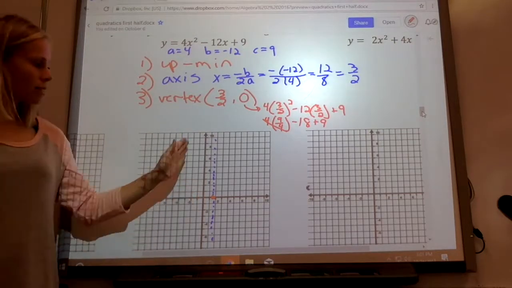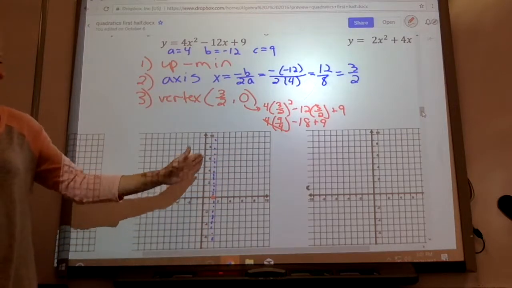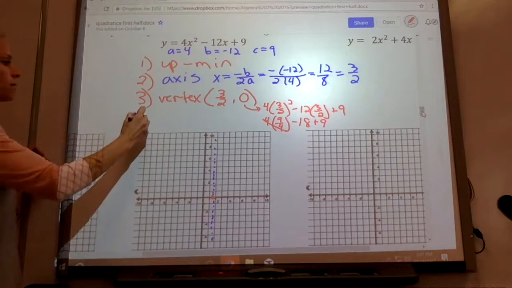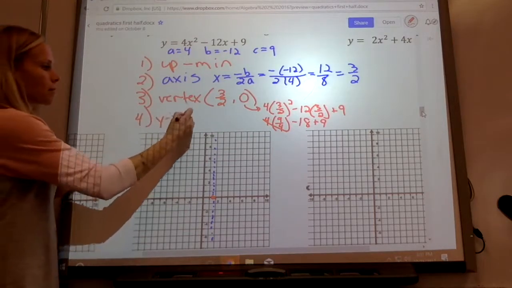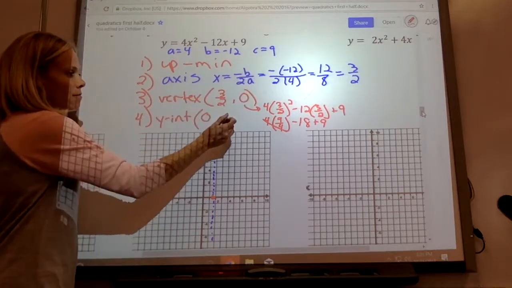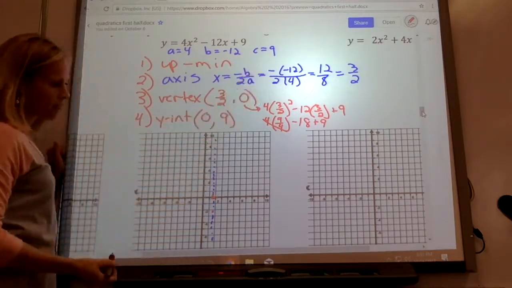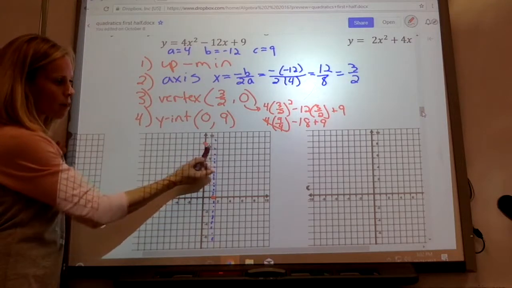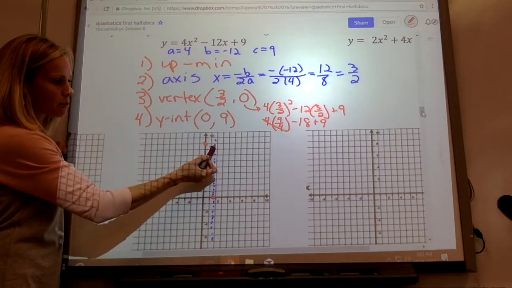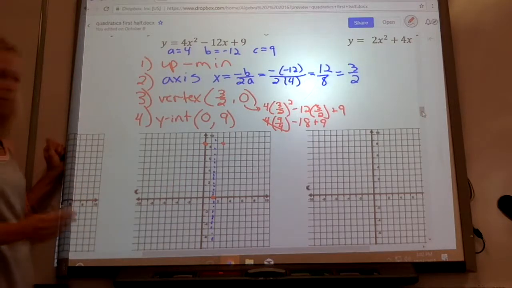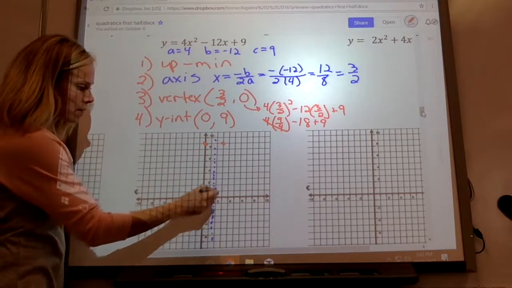And then to get the rest of this parabola, I need a y-intercept that I can reflect over. So step 4, my y-intercept is going to be 0, 9 again. That's my c. So I go up 9, put a point, and since this is 1.5 units from my axis of symmetry, I can go over 1.5 units. I can reflect it over. And then I have my parabola.